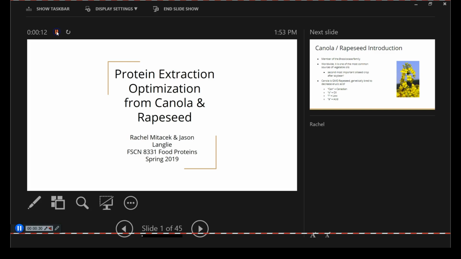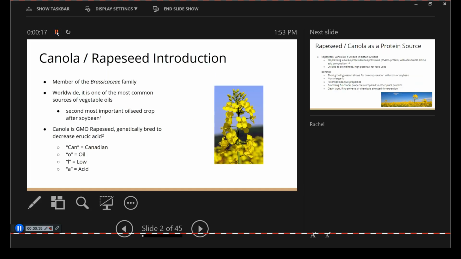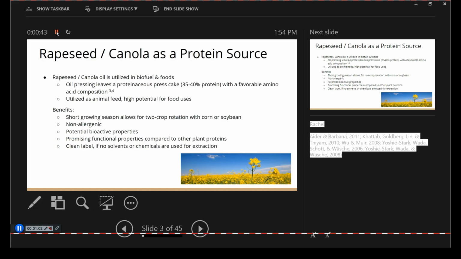Today we are going to talk to you about protein extraction optimization from canola and rapeseed. A little bit about canola and rapeseed is that they are members of the Brassicaceae family, and worldwide it is one of the most common sources of vegetable oil, as well as the second most common oilseed crop after soybean. So canola is just GMO rapeseed that is genetically modified for low erucic acid, which is an anti-nutritional factor that they removed. And canola just stands for Canadian Oil Low Acid.